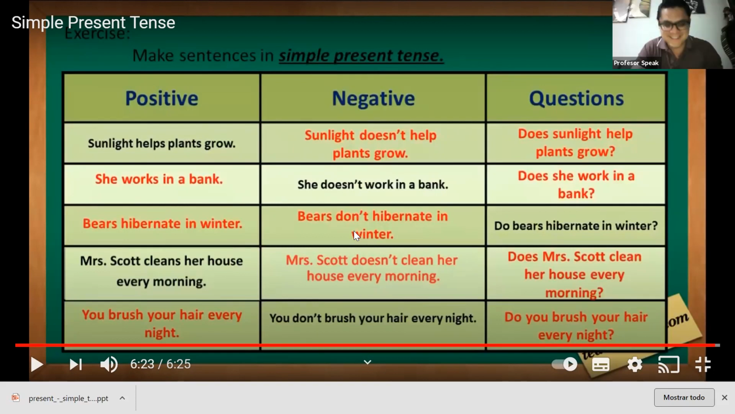Positive. Mrs. Cobb cleans her house every morning. Negative. Mrs. Cobb doesn't clean her house every morning. Question: does Mrs. Cobb clean her house every morning? Okay, very good.